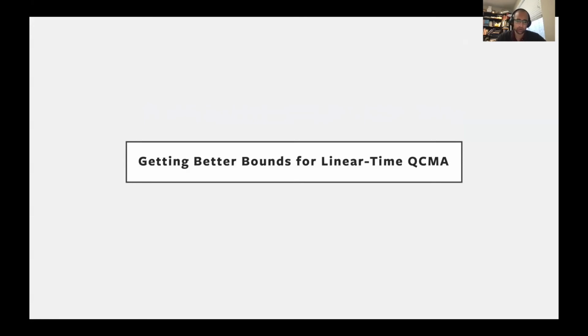1.8. So now we're getting to the new contribution of this paper, which is getting better bounds for linear time QCMA. Let's introduce the notion of a generic slowdown rule. A generic slowdown rule is a slowdown rule. Again, slowdown rules are conditional quantifier-removing rules, basically. And a generic slowdown rule is a slowdown rule associated with some parameter between 0 and 1.